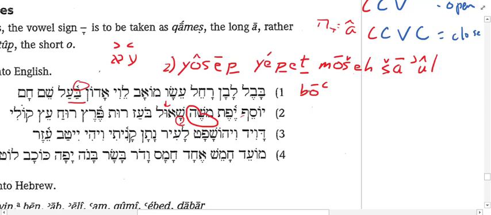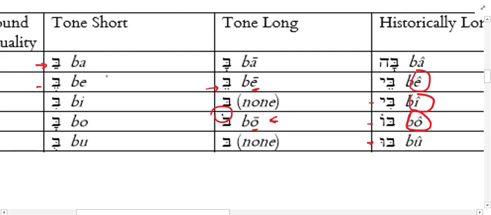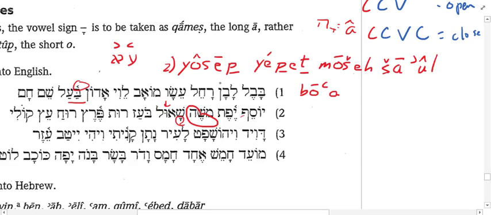Then I have a pathak. Pathak is an A vowel, but it's short. Here it is, first one. It's a short A, pathak. Short A, no symbol above the A. And then the last thing I have here is a zayin. Not an ayin, but a zayin. That is a Z in English. So Boaz.